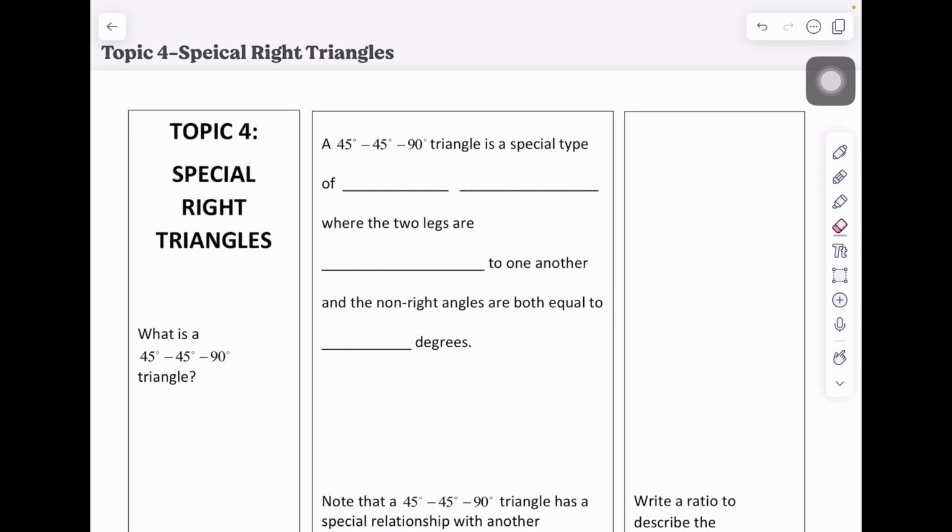Let's discuss special right triangles. So we will have two types of special right triangles. We're going to begin with the 45, 45, 90. Now, if you notice, these are degree measures. So if we say a 45, 45, 90, that's a triangle, which is a special type of right triangle because of the one right angle.